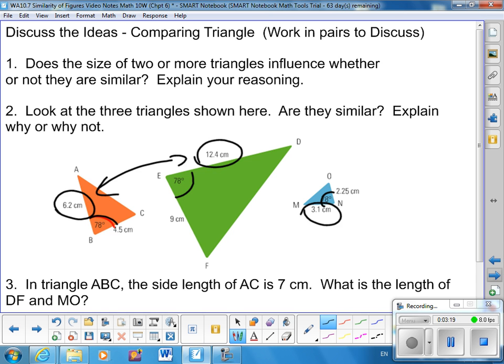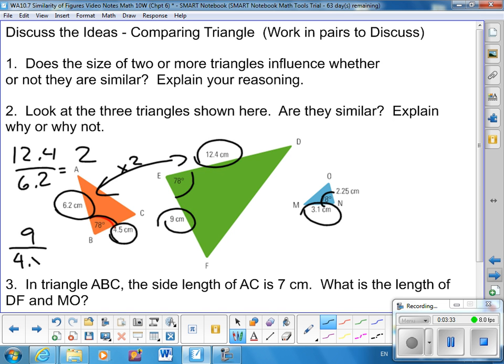So let's take a look at these two. We have 12 over 6, that's a scale factor of 2. So times 2 got me to that one. Let's take a look at these two corresponding sides: 9 over 4.5. And that is also 2. So to go from here to here is times 2. So those two are similar, the one on the left and the middle one.